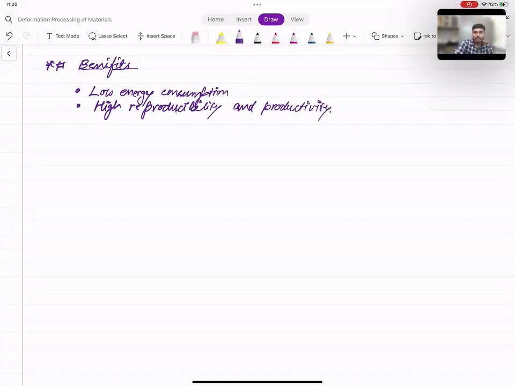Also, the tooling and machining costs are reduced. Only dies, and that too of one-sided type, are required here. So that's why cost is reduced. Low cost due to simple tooling and one-sided dies.